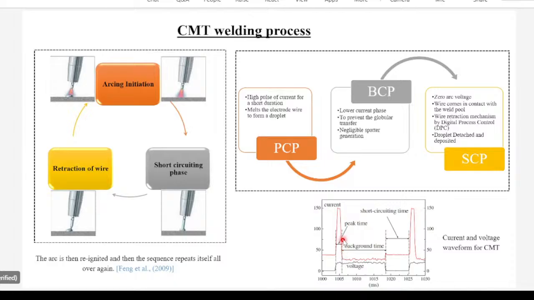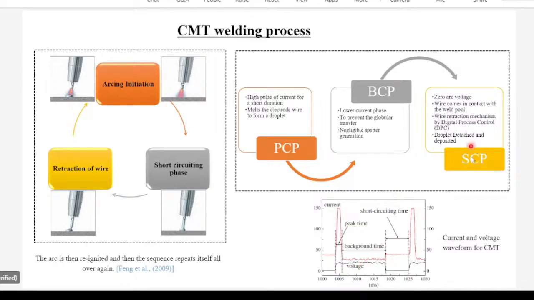Suppose the current is not dropped and it continues at the higher current values, then the droplet diameter will be larger, and globular transfer will take place. That means a higher heat input is deposited, which we don't want in CMT. That's why the current phase has been managed like this, so that the diameter is not that large and we can deposit a lower heat input droplet. By this phenomenon, we can reduce spatter generation, and negligible spatter will be there in this process.